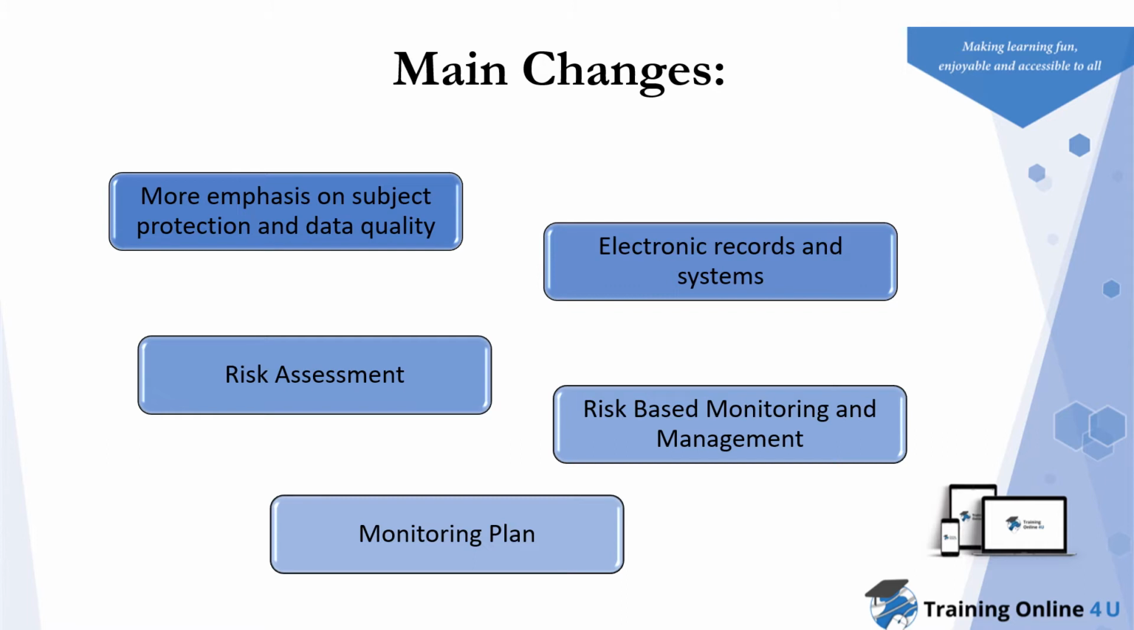The main changes made were more emphasis on subject protection and data quality, particularly with regards to the investigator and sponsor responsibilities. Previous guidance made no mention of electronic records and the systems, so the new guidance covers how these must be used and also how data must be stored. It also focuses a lot more on risk-based approaches to both monitoring and managing of clinical trials, and a written monitoring plan is now a requirement according to the E6R2.